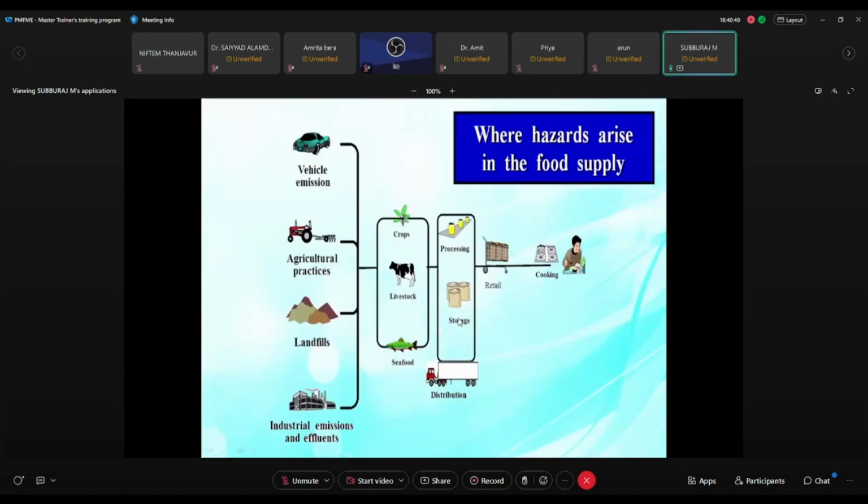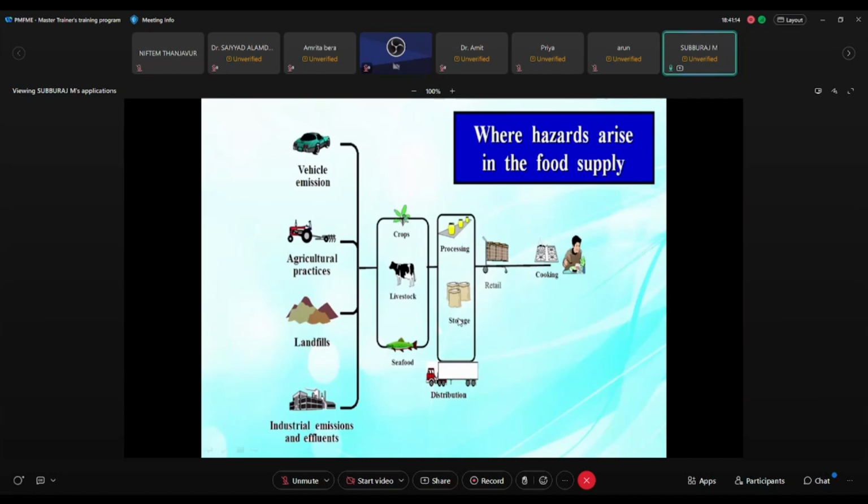Where is it coming from? It may come from vehicle emissions, agriculture practices, or industrial emissions. These are the primary sources. What about the secondary sources? It may be from crops, livestock, and seafood, because everything from the primary is consumed by the secondary, and it comes over there. Tertiary contamination: processing, storage, transportation, distribution. And then the quaternary? That is the retail shops.